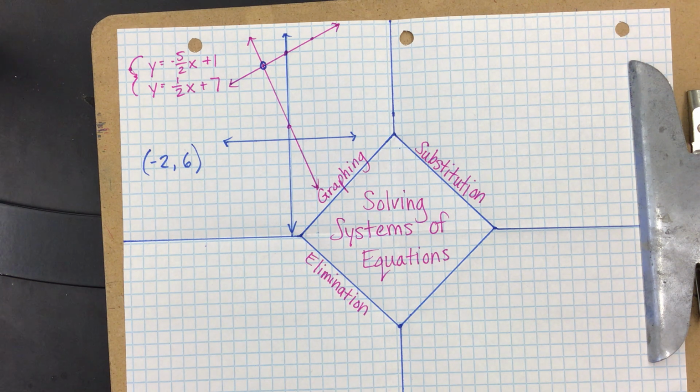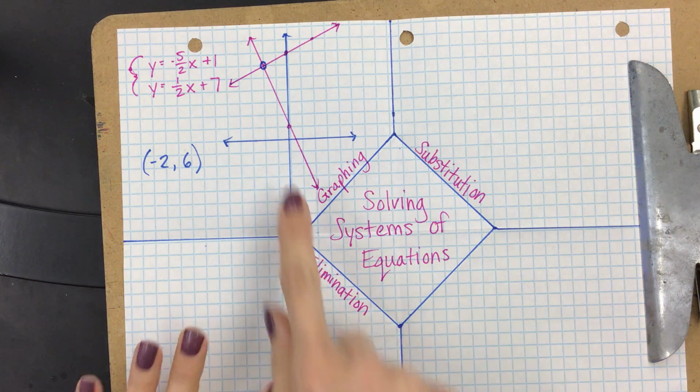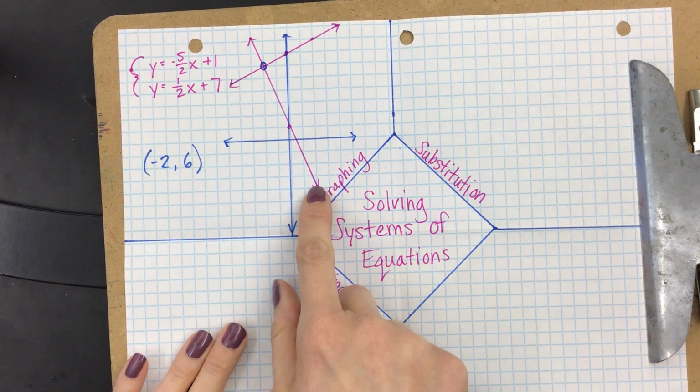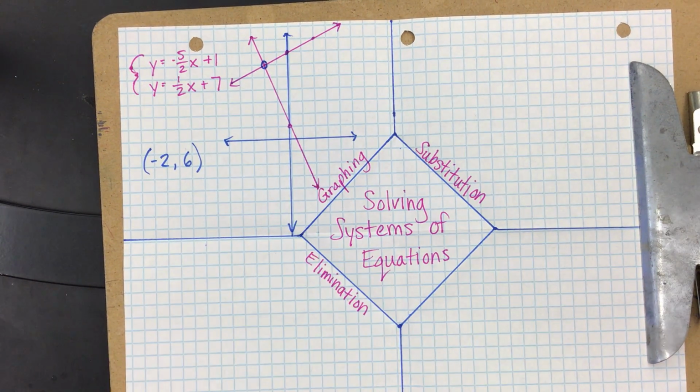Yeah, Jordan? With the first problem, it's up 1, but isn't that -5, so won't it be down 5 over 2? Yeah. So I went down 5 over 2. Okay, so that is an example of a perfect situation for graphing.